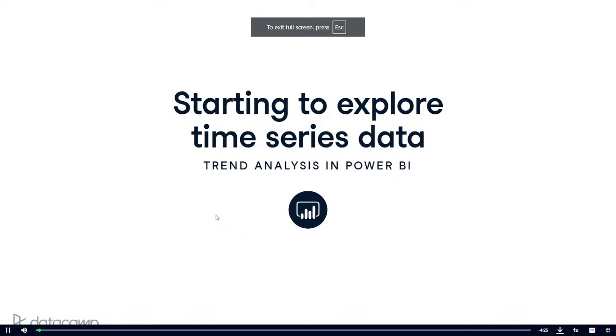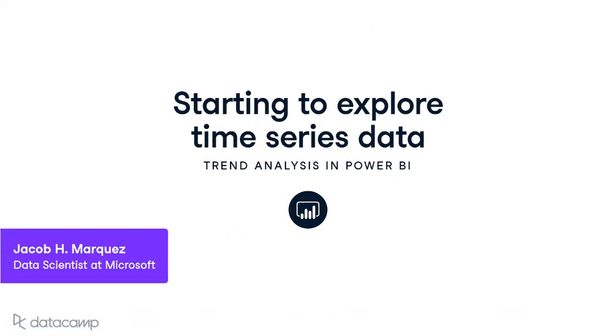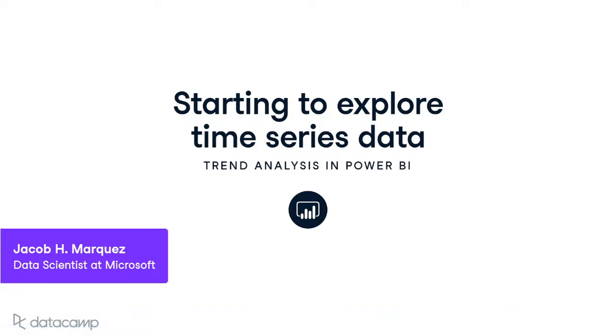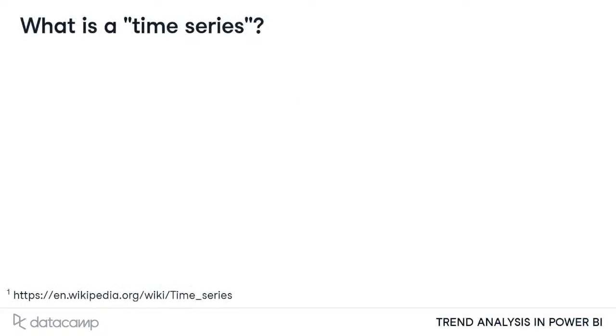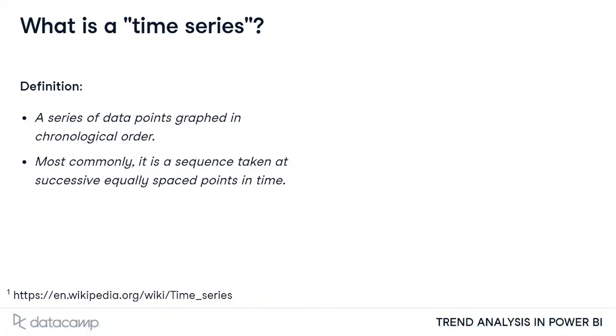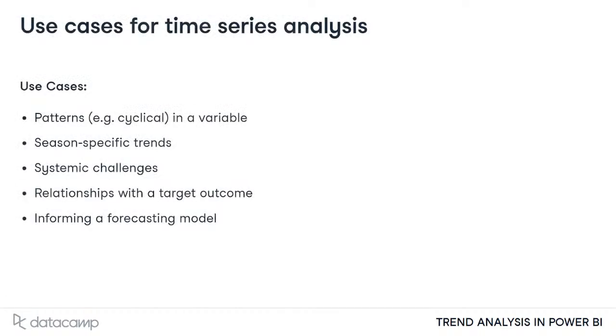Welcome to the course. My name is Jacob and I'll be your instructor. In this course, we will be exploring the relationship between time and other variables. This type of analysis is typically referred to as time series analytics because of the focus on how the value of the variable changes over time. The formal definition of a time series is a series of data points graphed in chronological order. These data points are commonly taken at equally spaced points in time, such as months, days, hours, or minutes. Time series analysis is the act of extracting meaningful statistics and insights from such data.